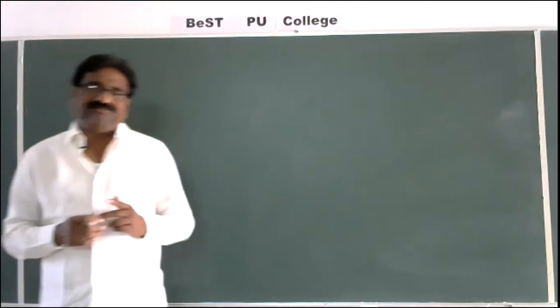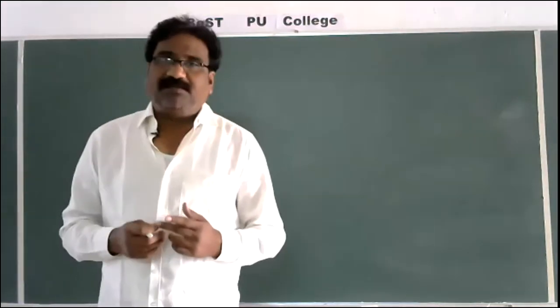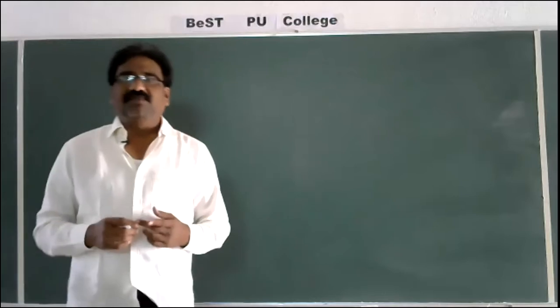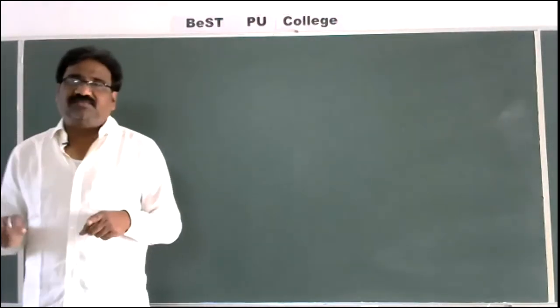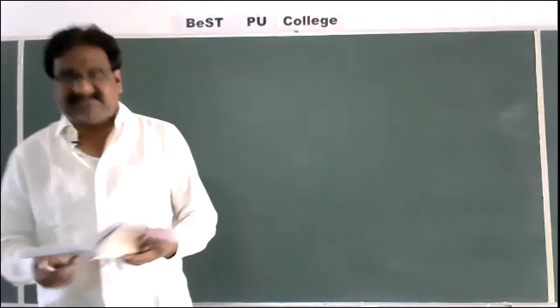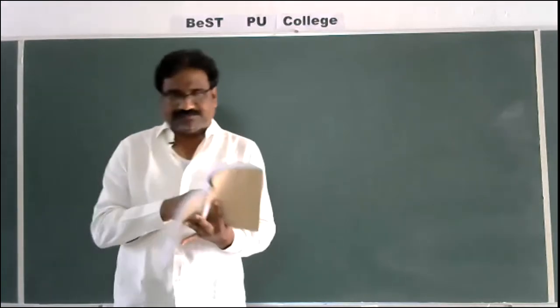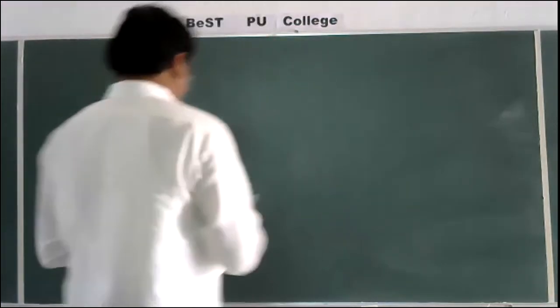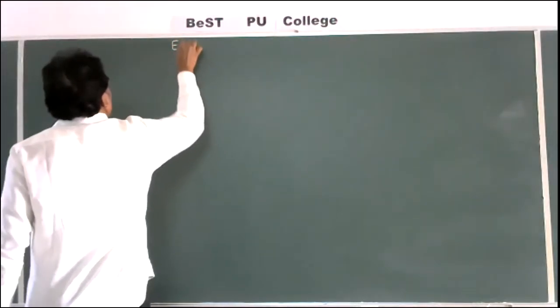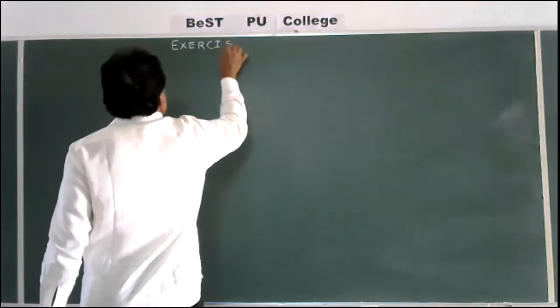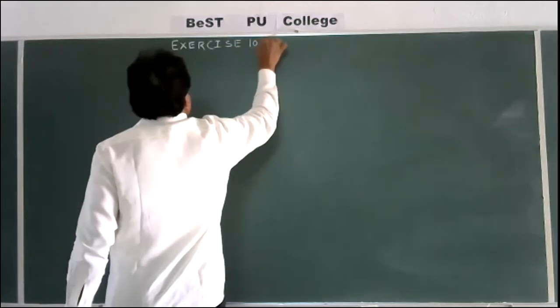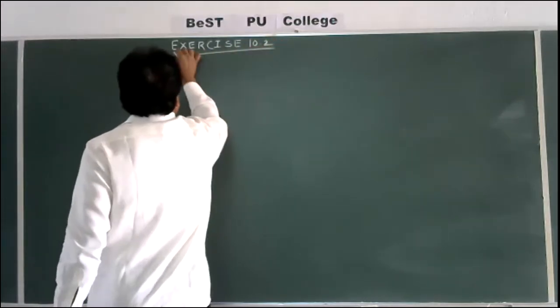And after that, normal form or perpendicular form, a very important form, we discussed. Already we discussed point and slope form and two-point form. Then we are going to discuss the next exercise, that is Exercise 10.2.